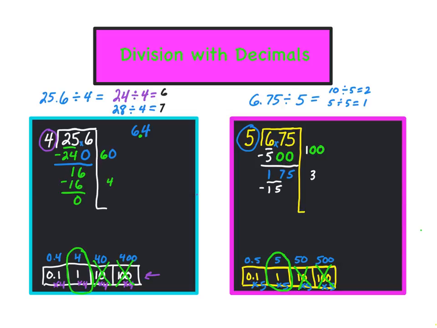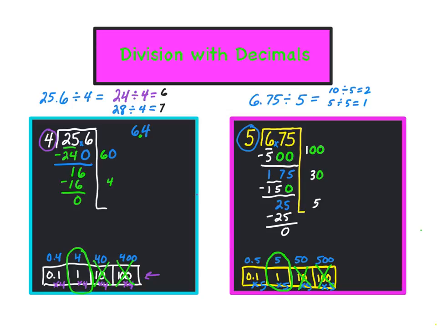I look, and 5 will not go into 1, but it will go into 17 3 times, so I write 3 times 5 is 15. Now it looks like I have an empty, so I need to add a 0 there, and whenever you add a 0 on the inside, you need to add a 0 to your partial quotient. After subtracting, we get 25, and I know that 5 times 5 gives me 25. So it looks like we're done.